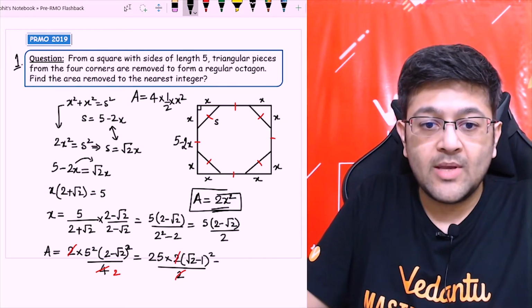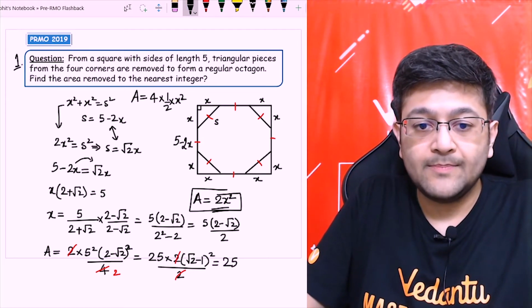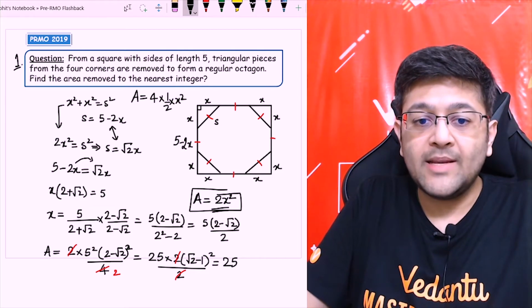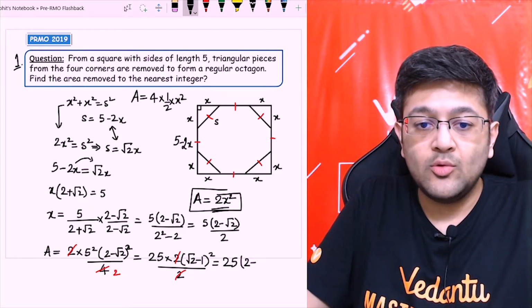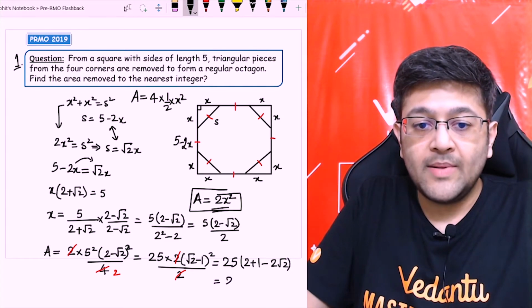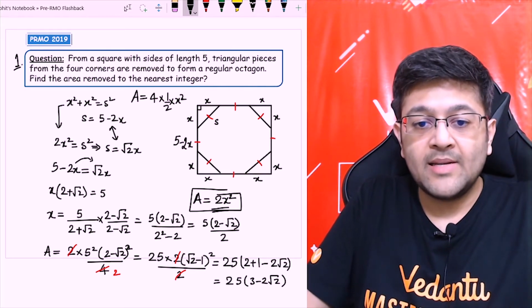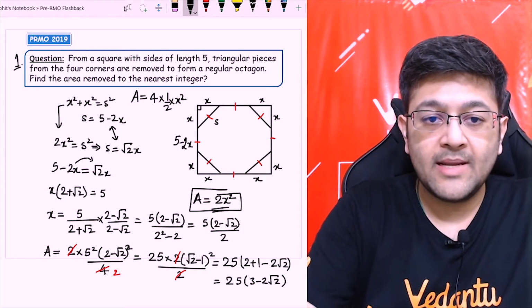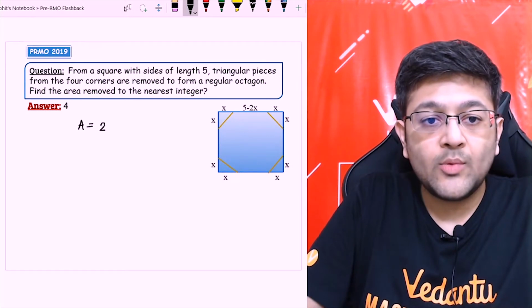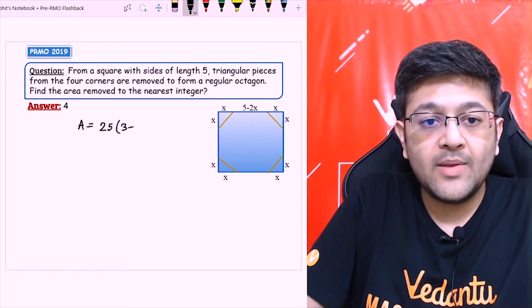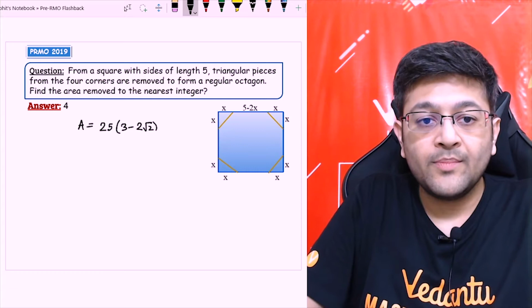So from here what will come? 25 times root 2 minus 1 whole square, that will be 2 plus 1 minus 2 root 2. So this will be 25 into 3 minus 2 root 2. Now we can calculate this by multiplying. Okay, let's see it on the next page. So the area is 25 into 3 minus 2 root 2, right?